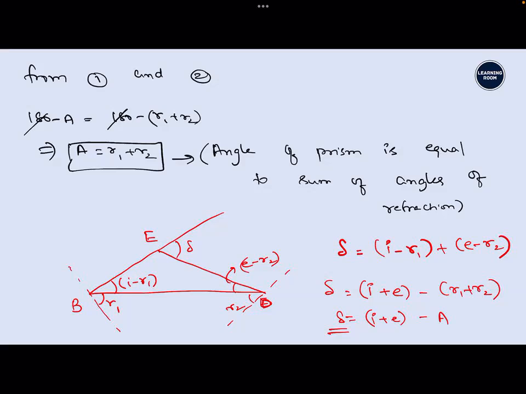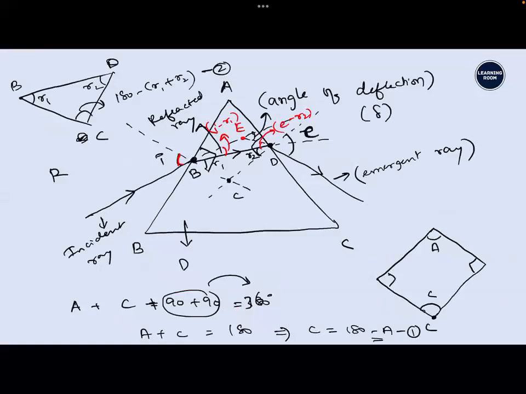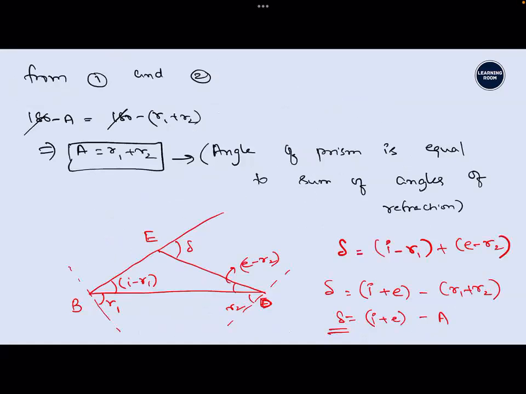Is it clear? Okay. Now, there are three mathematical relations that we saw. What are they? A is equal to R1 plus R2, and the C is equal to 180 minus A. And the third relation is delta, the angle of deviation, which is equal to the sum of the angle of incidence plus angle of emergence minus the angle of prism. Right? So these are the three formulae based on which we will be solving problems. But before that, there is another concept also that we need to make a note of. That is called condition for minimum deviation. So write it down.